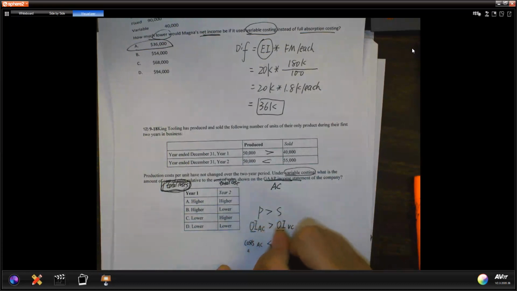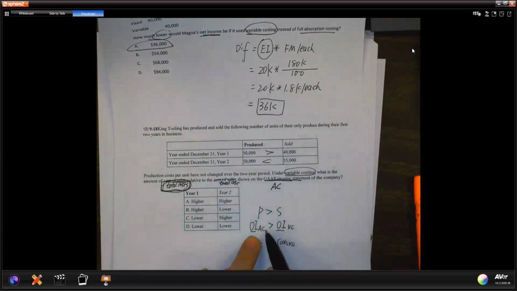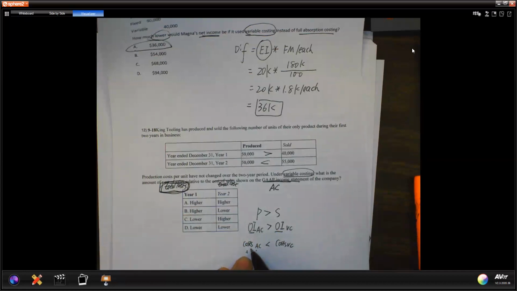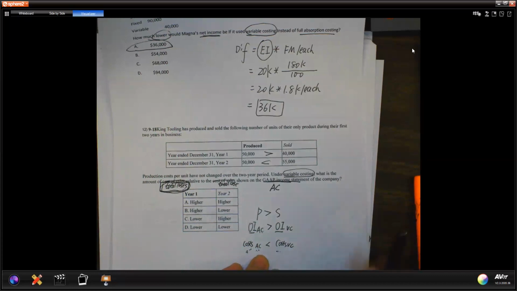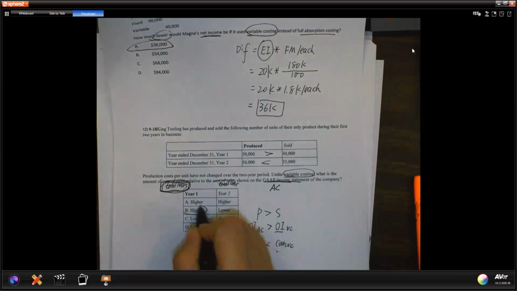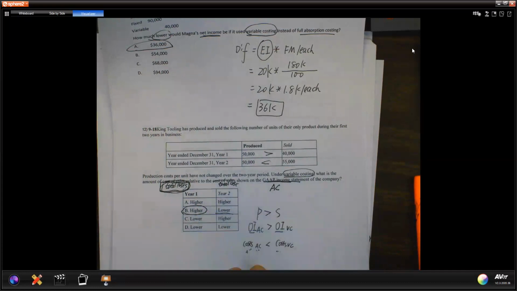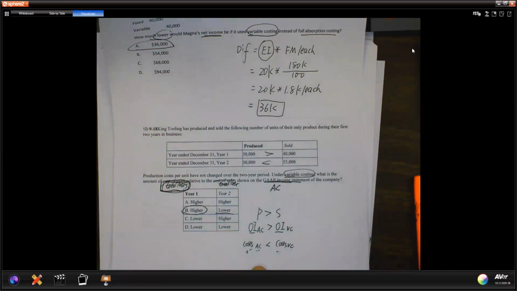So your total costs then will be opposite, right? Because your revenue is the same, but operating income under absorption costing is higher, which means you subtracted a smaller number of total costs. So your total cost under absorption costing will be lower than under variable costing. So your variable costing total cost will be more in year one. Then year two will be just the opposite, right? So your answer will be B.